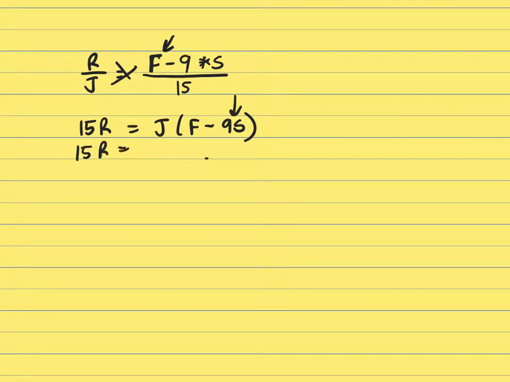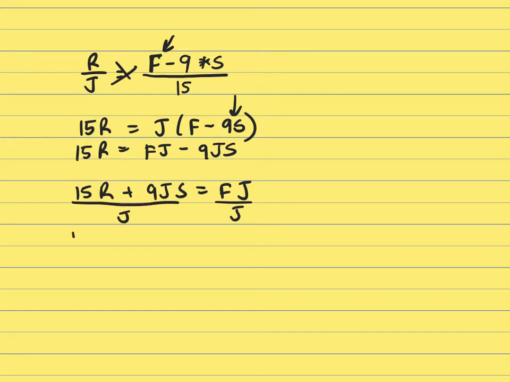So let's distribute the J, and that's FJ minus 9JS. Trying to solve for F, let's add 9JS to both sides, and that gives me FJ. And we're going to solve for F, so divide both sides by J. So it's 15R plus 9JS divided by J equals F. So you'll just do that for the other variables as well.